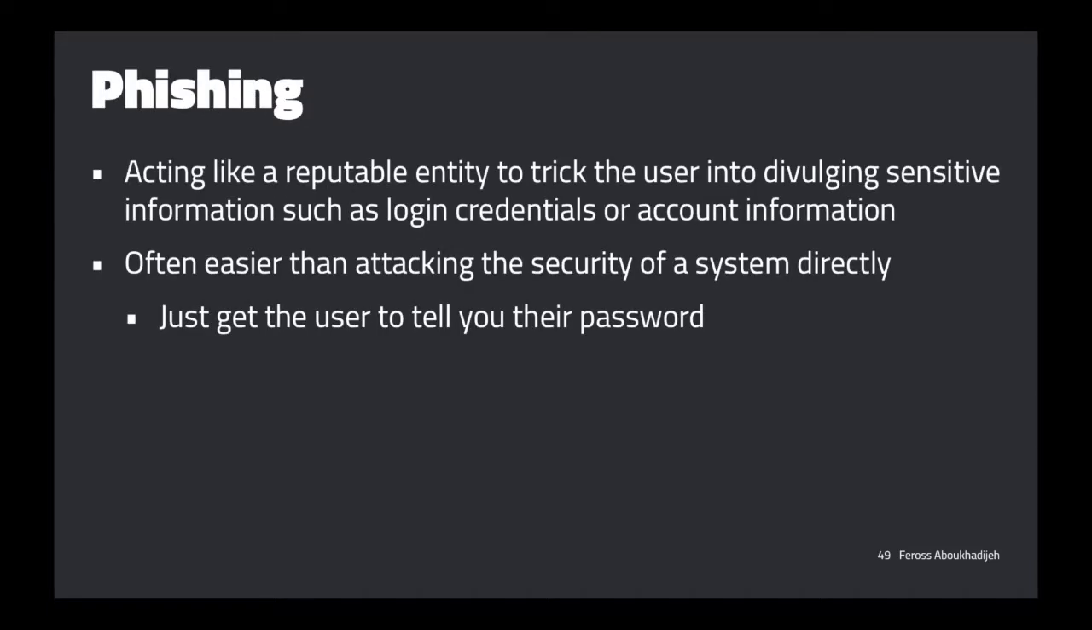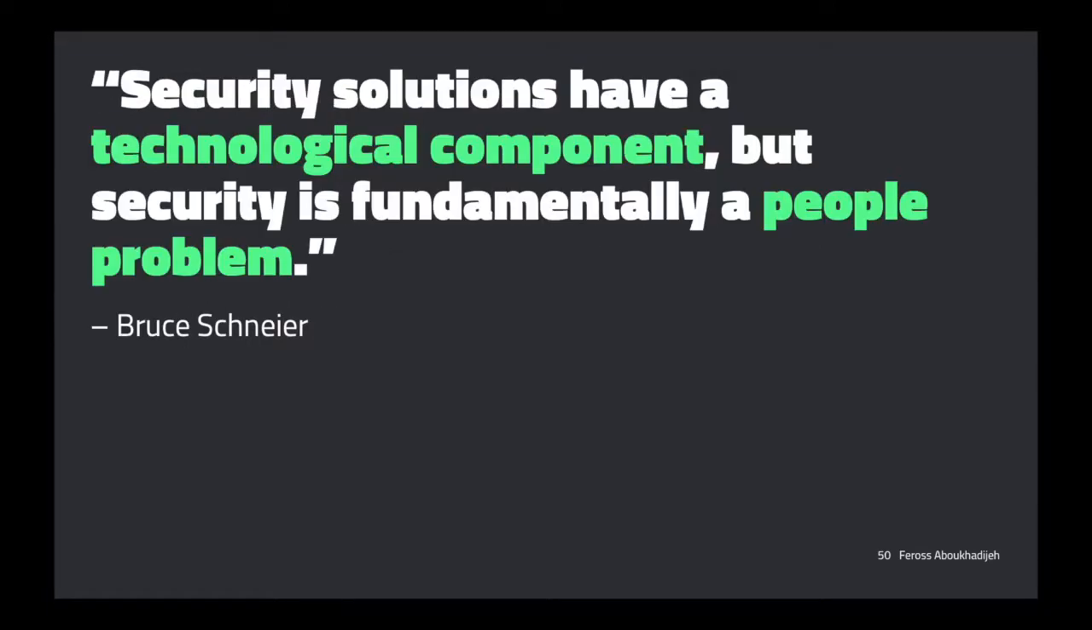Okay, so phishing. Phishing is just acting like a reputable entity to trick the user into divulging sensitive information like their username and password. The idea here is it's often easier to trick a user than to attack a system head-on and find a vulnerability. There's this quote from Bruce Schneier, a security expert, who says security solutions have a technological component, but security is fundamentally a people problem. That's the core idea of phishing: let's attack the people, not the actual crypto or the implementation or the website itself.